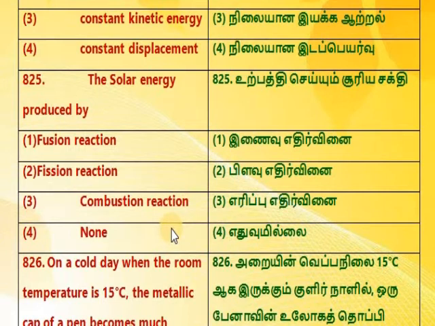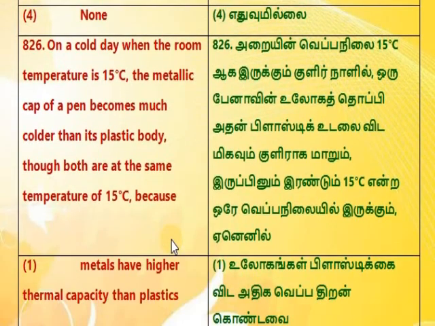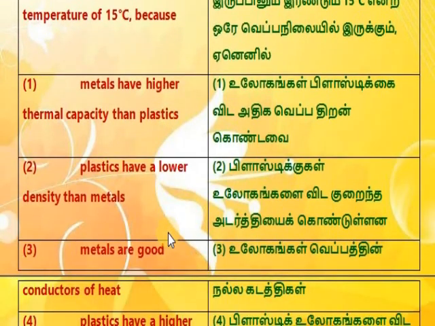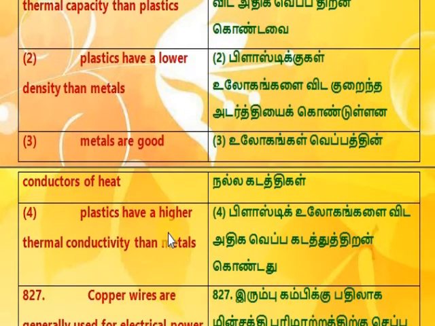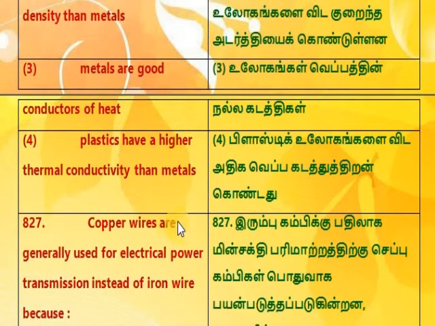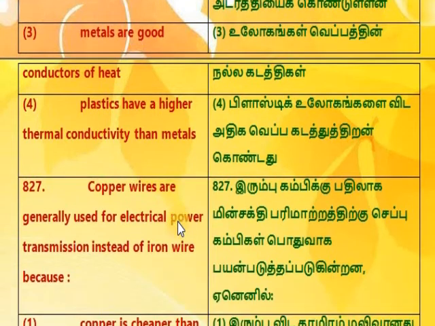825. The solar energy is produced by 1. Fusion reaction, 2. Fission reaction, 3. Combustion reaction, 4. None. 826. On a cold day when the room temperature is 15 degrees Celsius, the metallic cap of a pen becomes much colder than its plastic body, though both are at the same temperature of 15 degrees Celsius, because 1. Metals have higher thermal capacity than plastics, 2. Plastics have a lower density than metals, 3. Metals are good conductors of heat, 4. Plastics have a higher thermal conductivity than metals.